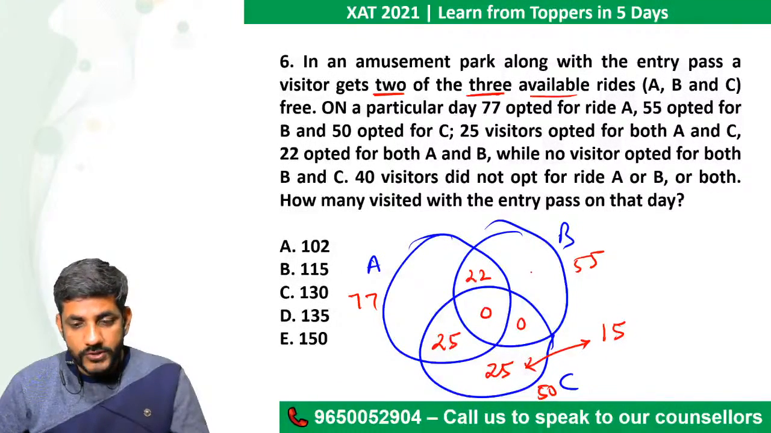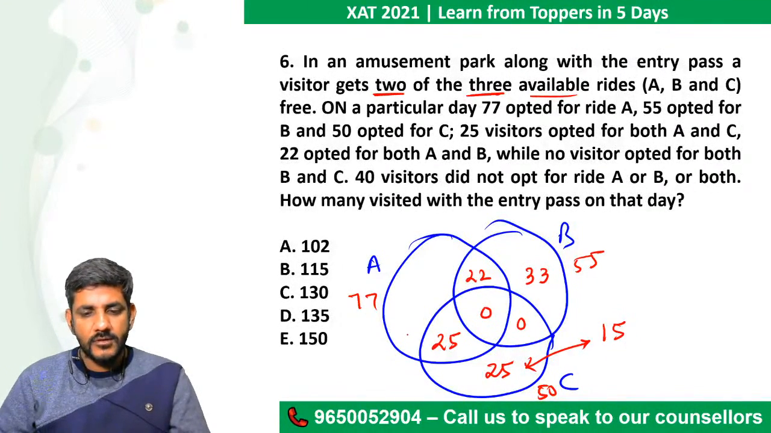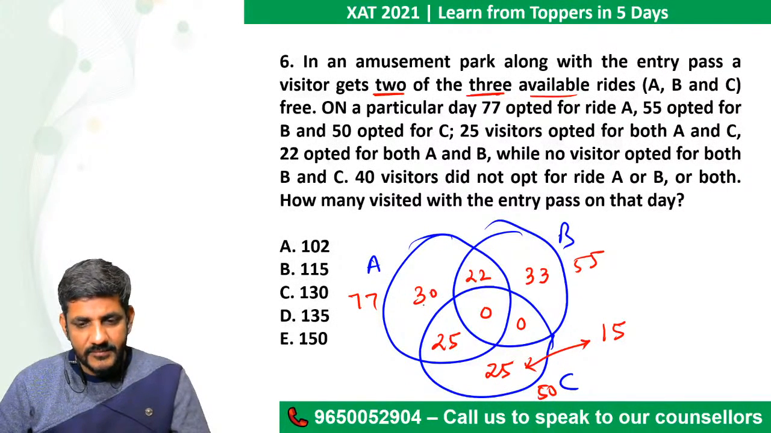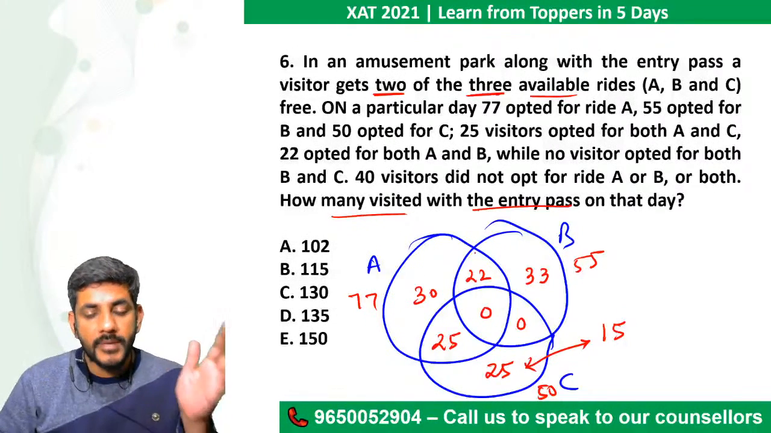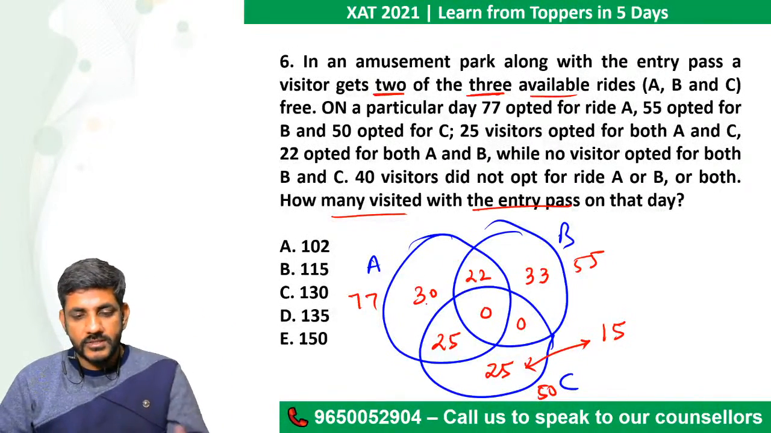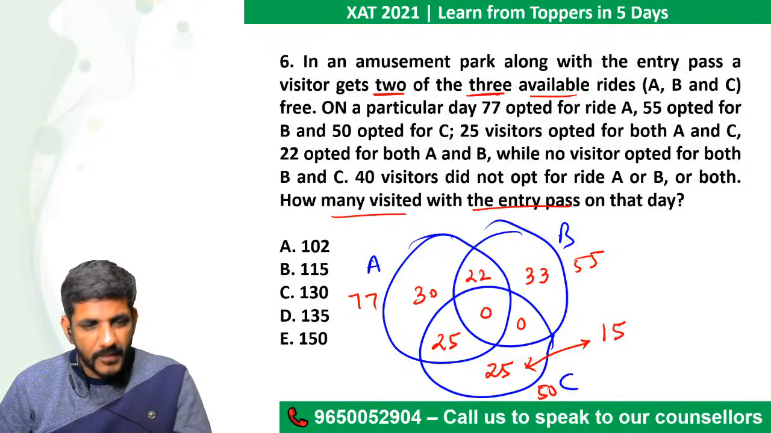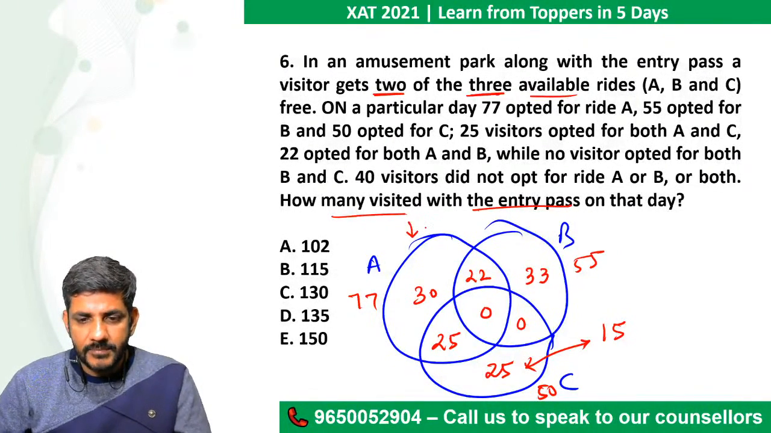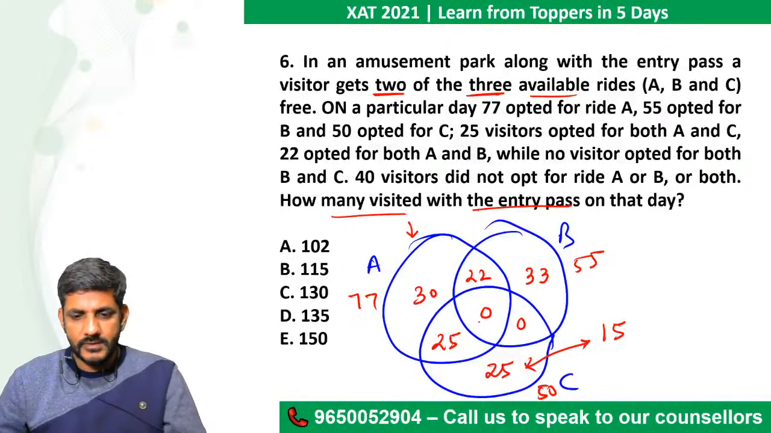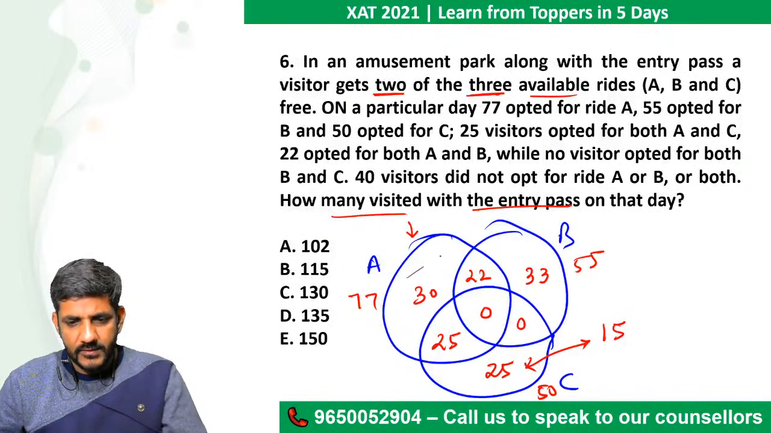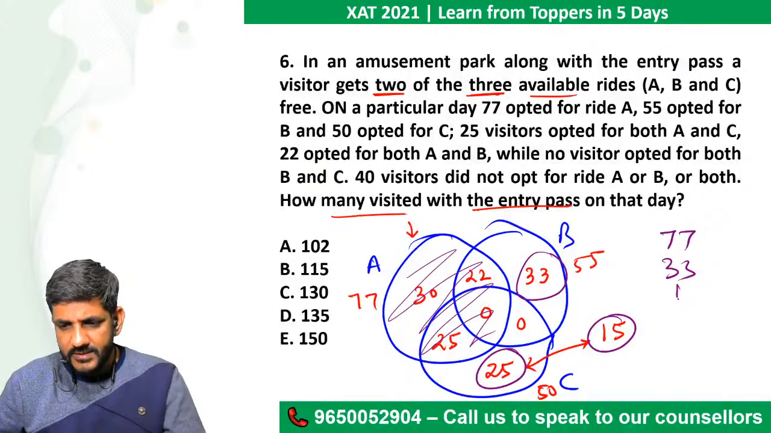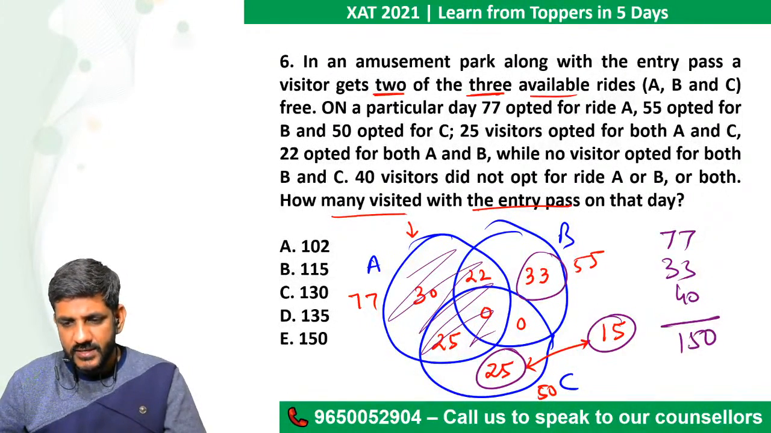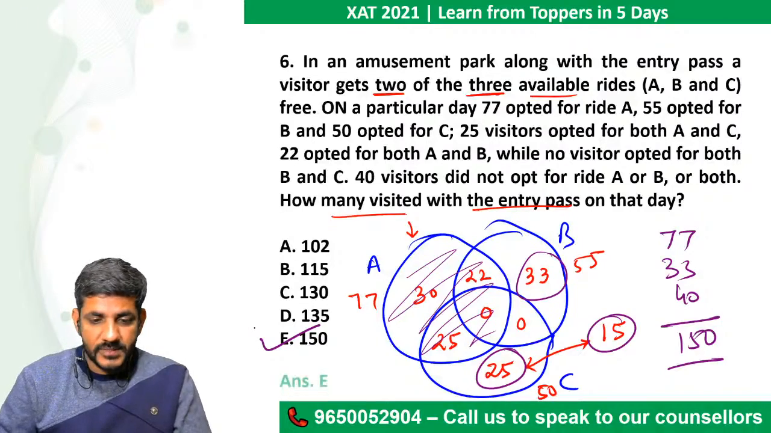And also I can calculate this area as 33. Also, I can calculate this area as 30. What is the question asking you? How many visited with the entry pass? So, how many people basically came? So let's add this up. This whole circle anyways becomes 77. This whole circle, it is 77. Outside this we have 33 plus 25 plus 15, that is 40. So 110 plus 40 is 150. So 150 should be the correct answer.